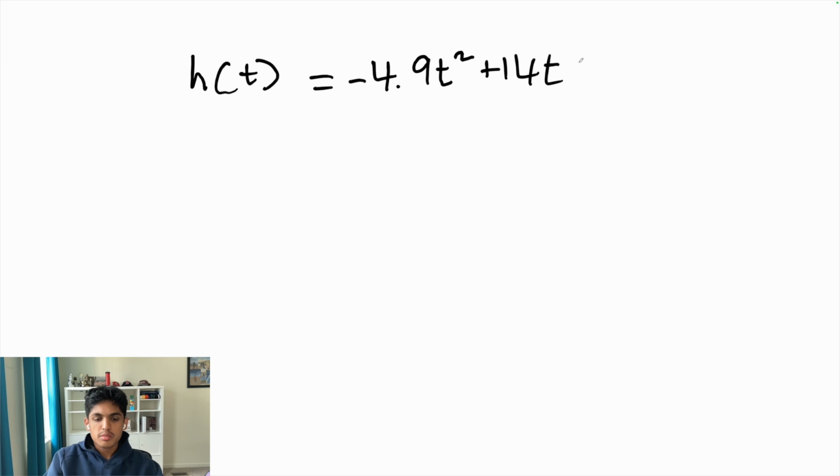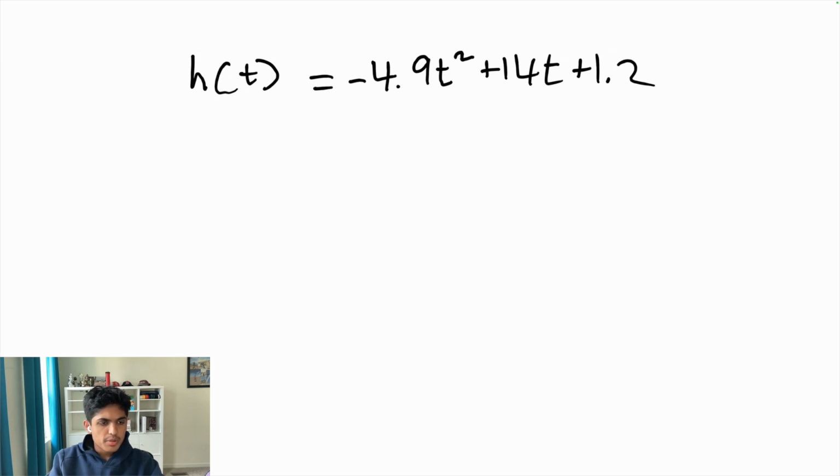So first of all, I'm going to start with a function here. This is going to be a height function. It's going to model the height of a soccer ball after it is kicked. So t squared plus 14t plus 1.2. And our goal is to find the maximum height that the soccer ball reaches.